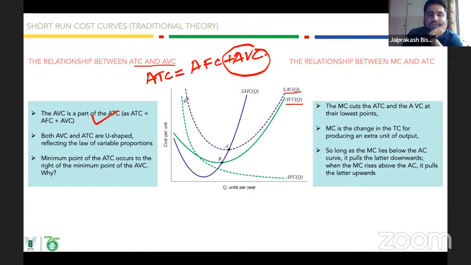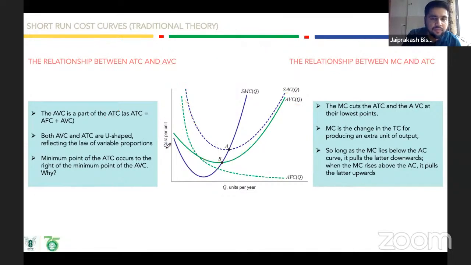Both AVC and ATC are U-shaped. Your ATC curve, this blue dotted line, and AVC curve, this green solid line, both are U-shaped. The minimum point of ATC occurs to the right of the minimum point of AVC. Now again, you see here, the minimum point on ATC occurs to the right of the minimum point on AVC. Why is it so?